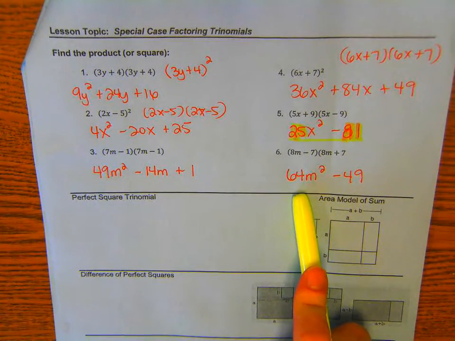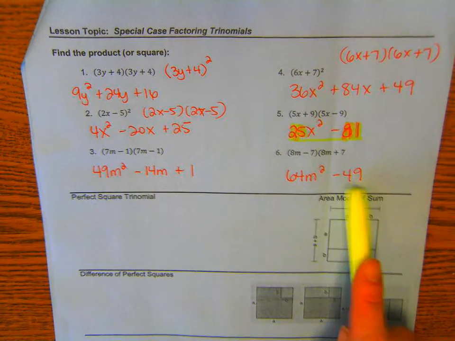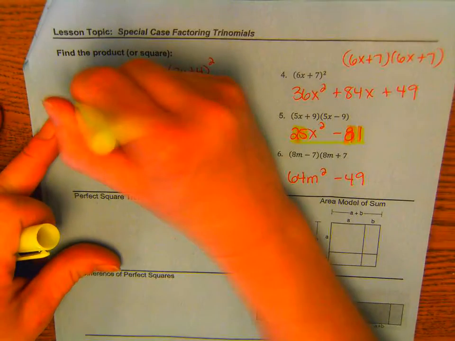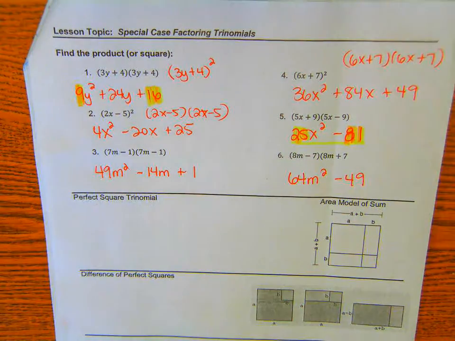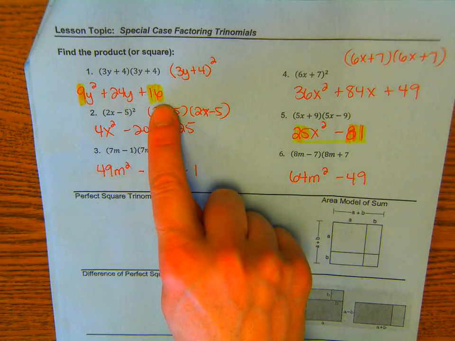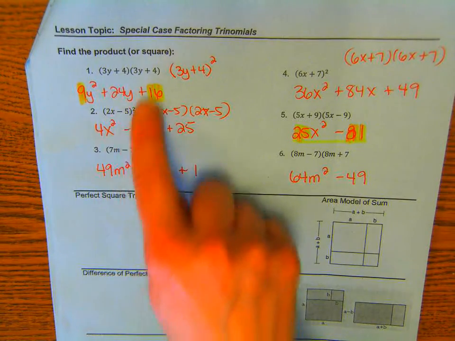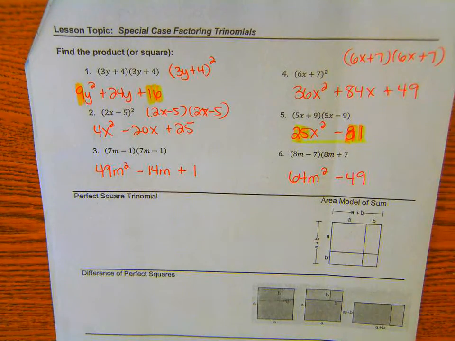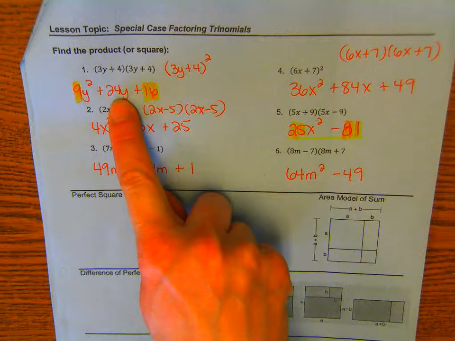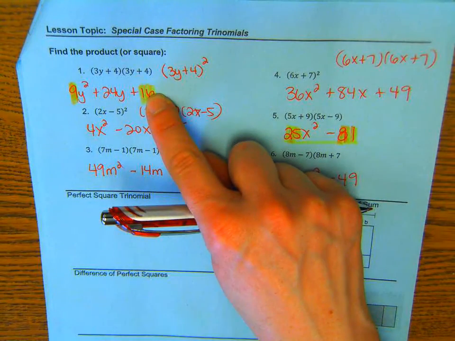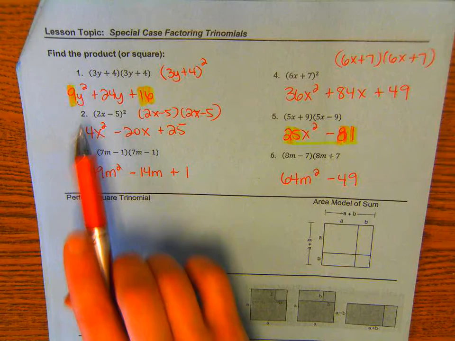Okay. Now, the other ones are similar because they still, for instance, this is a 9 and this is a 16. What's the square root of 9? 3. And what's the square root of 16? 4. But these have a middle term. And that middle term is 3 times 4 doubled. Okay? So the first ones are called perfect square trinomials. Perfect squares. Trinomial, why is it called a trinomial? How many terms do they have? 3.